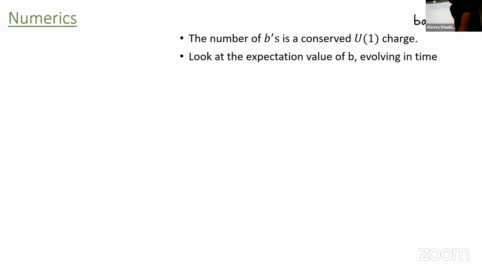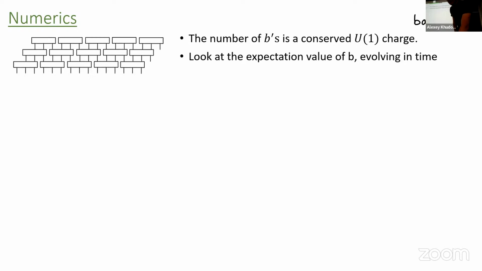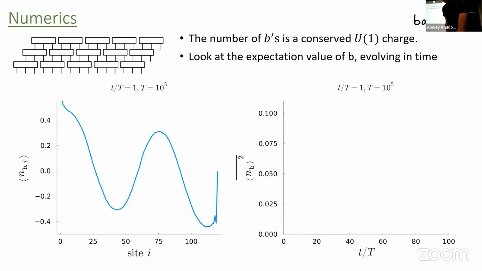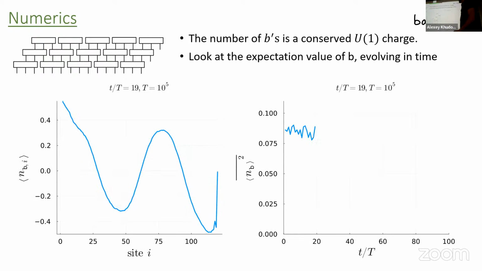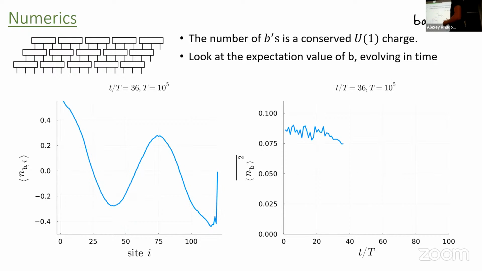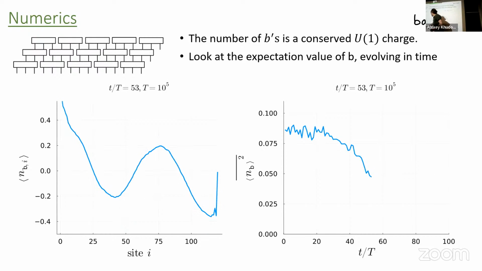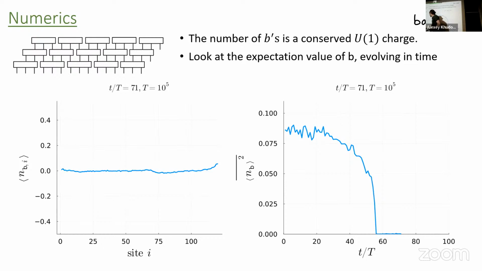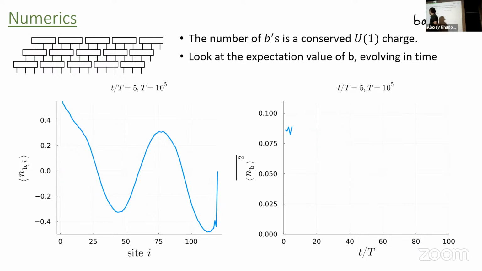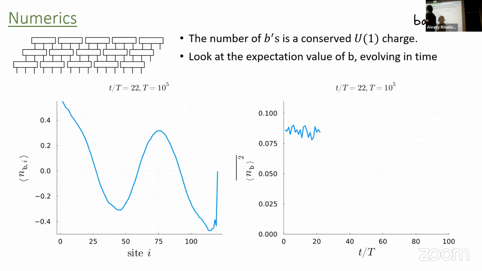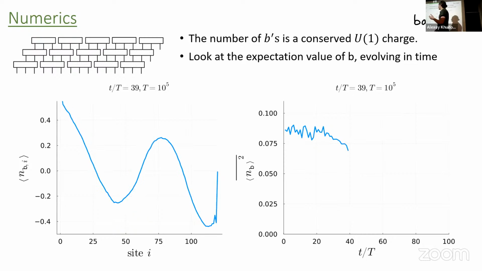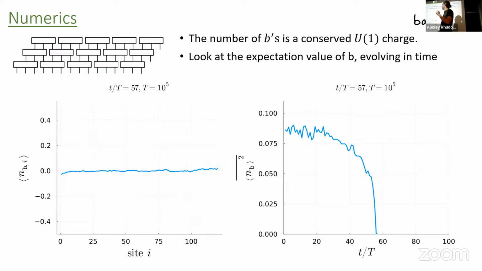And we can look at the expectation value of B at every site evolving in time. For this particular numerics, we consider a random unitary circuit, so we just apply updates on the string. Okay, so these are the results, and let me explain what happens here. First look at the left. The x-axis is the space, so it's the different sites. And this is the expectation value of B at every site, averaged over some short time window.